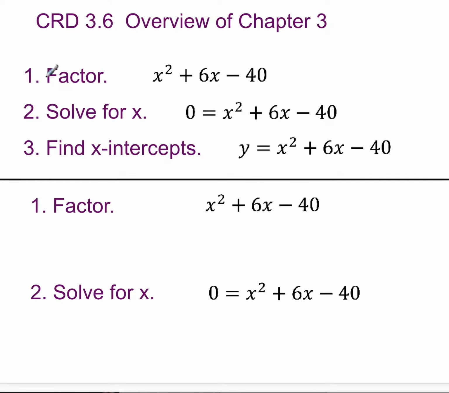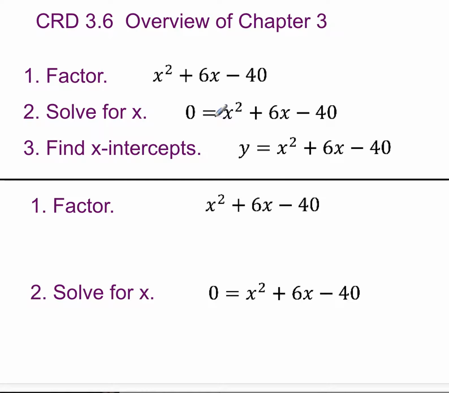So, number one, directions say factor. Look at what I've given. I'm given an expression. There's no equal sign, there's no answer. If I'm asked to factor it, I'm asked to come up with two binomials that multiply, or FOIL, to give me this quadratic.